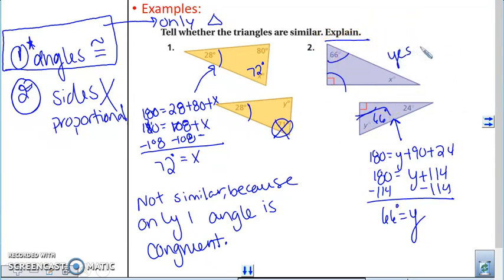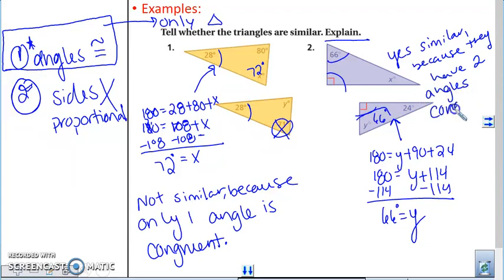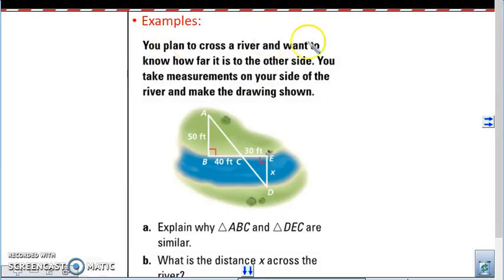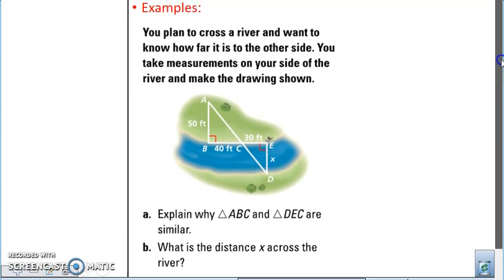Yes, similar, because they have two angles congruent. That third angle is automatically having to be 24 since the other two are. All right, example 3. I didn't label this. Let me go through and label that. Example 3.